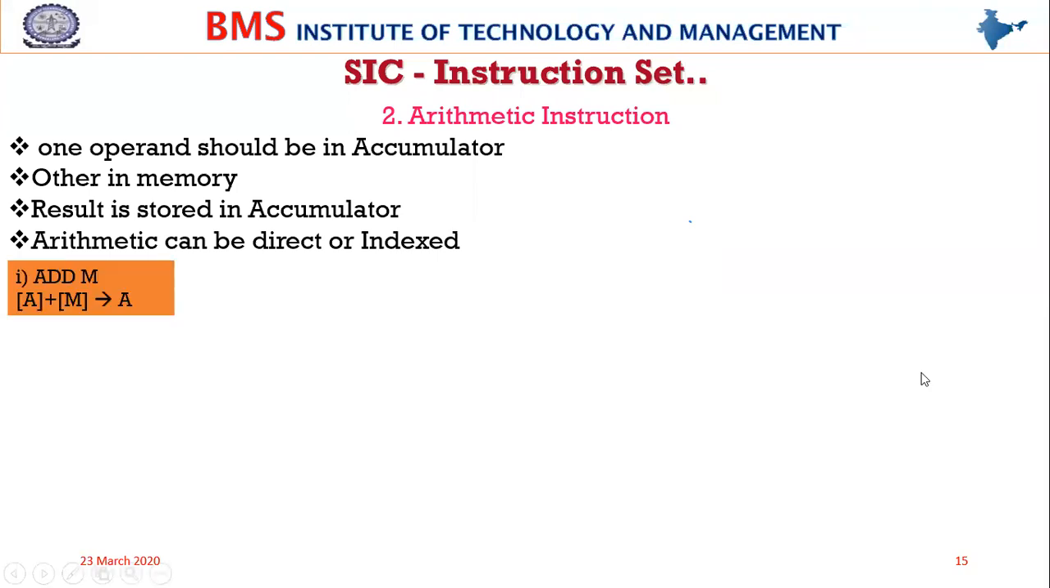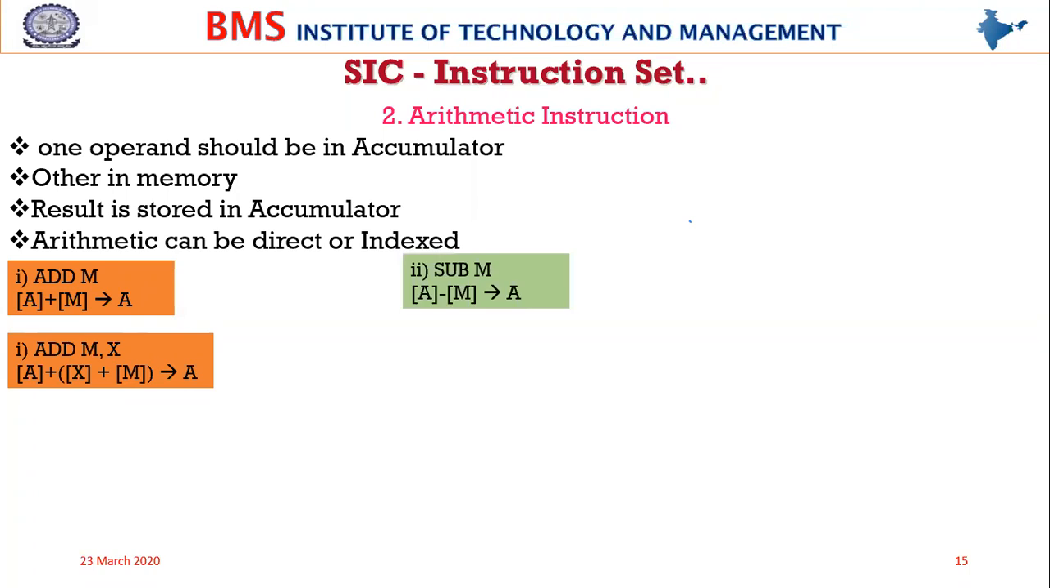So the first example, ADD M: the contents of the accumulator will be added with the memory, and the result is stored in the accumulator. The same with indexed addressing. Now the address of the memory location is an effective address, which is obtained by adding the contents of the X register with M. That will be added with the contents of A and the result will be stored in A, that is your accumulator, right?